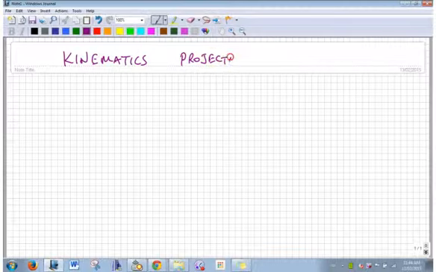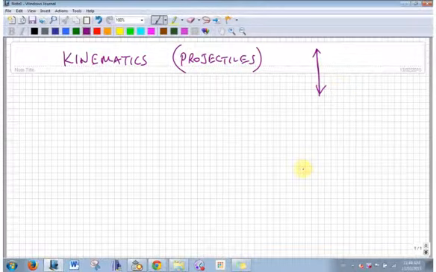So, we had projectiles, I'm going to say last year, but for some of you it was a couple weeks ago. But they only went one way, straight up and straight back down. Now we're going two ways. That's 1D. Now we've got 2D.